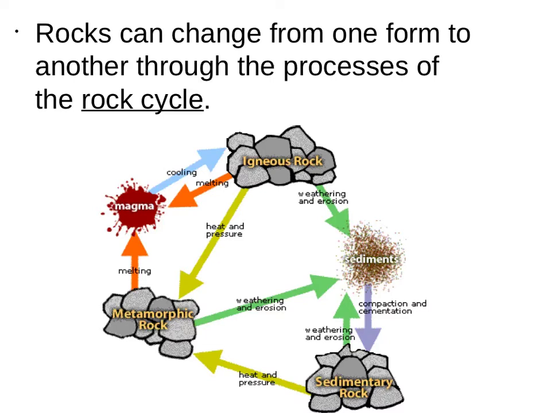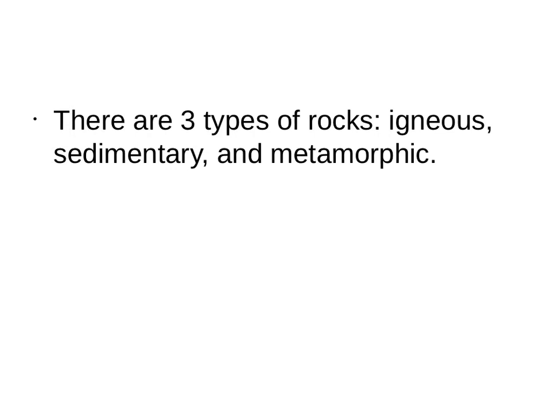Rocks can be broken down by the weather and turned into tiny little fragments called sediment that then can get pressed together and compacted and either chemically or just physically be smushed together into a new, different type of rock. So we'll be talking about the rock cycle as we go on. But right now, we're just going to lay out some of the characteristics of the three different types of rocks. And those three types are igneous, sedimentary, and metamorphic.